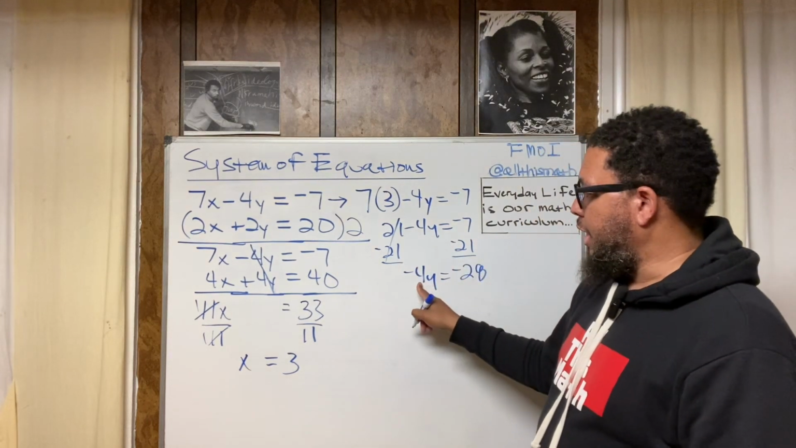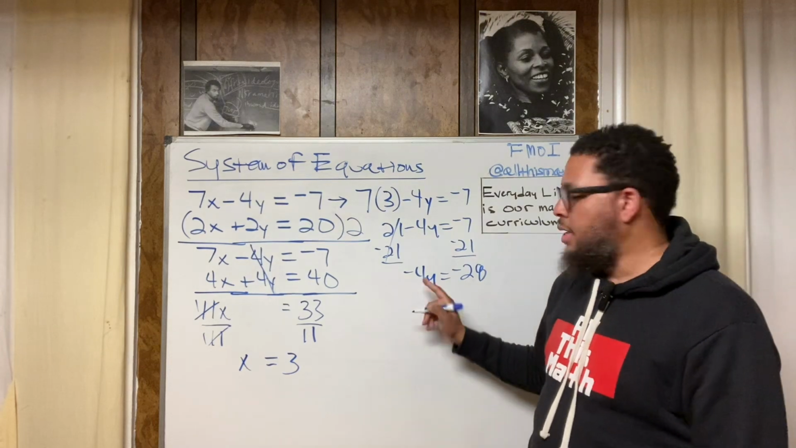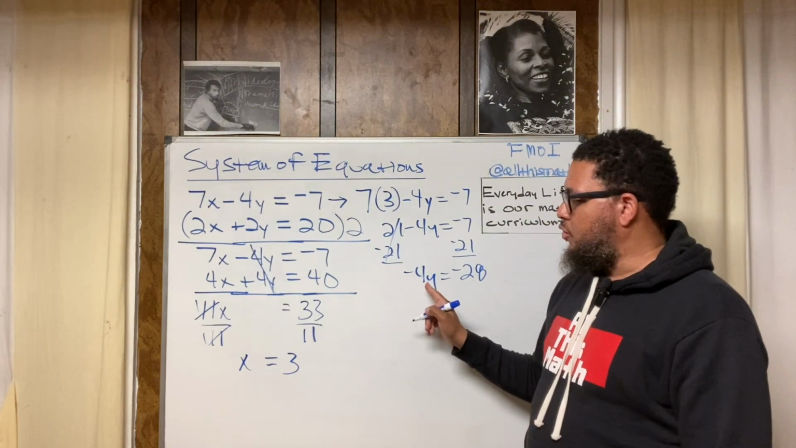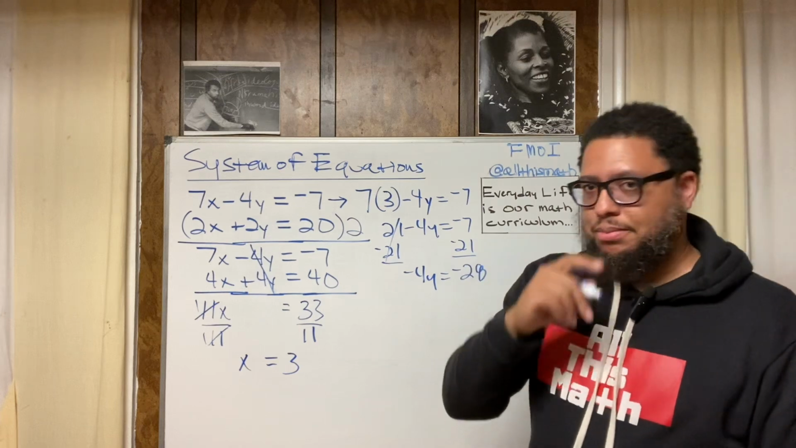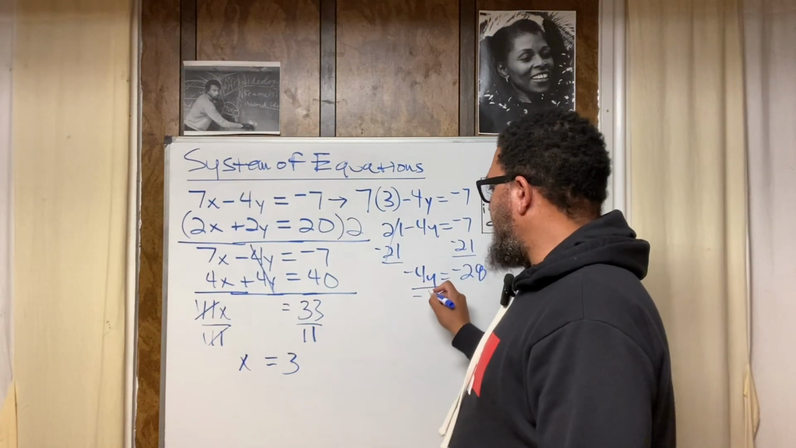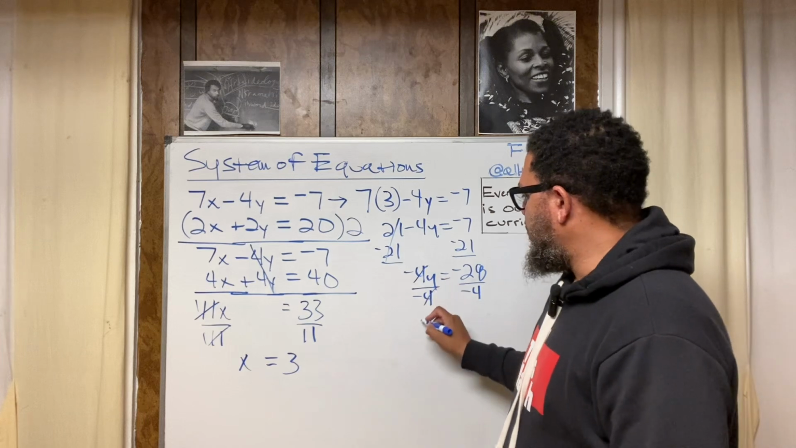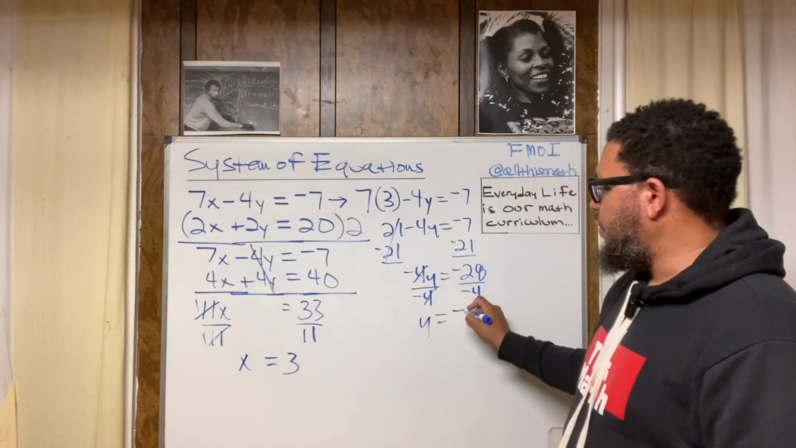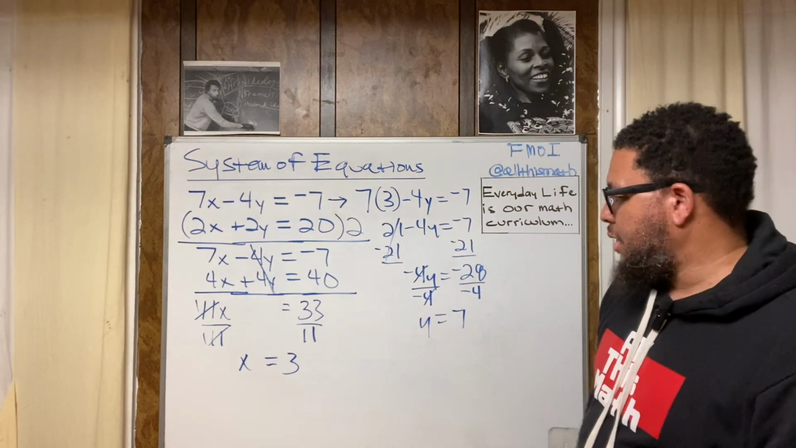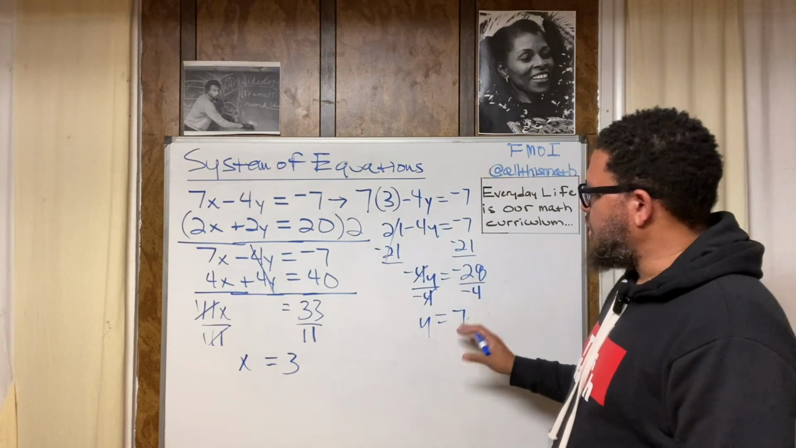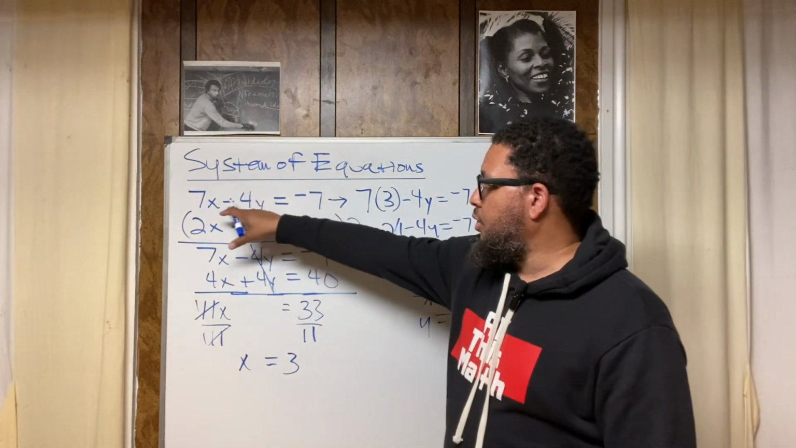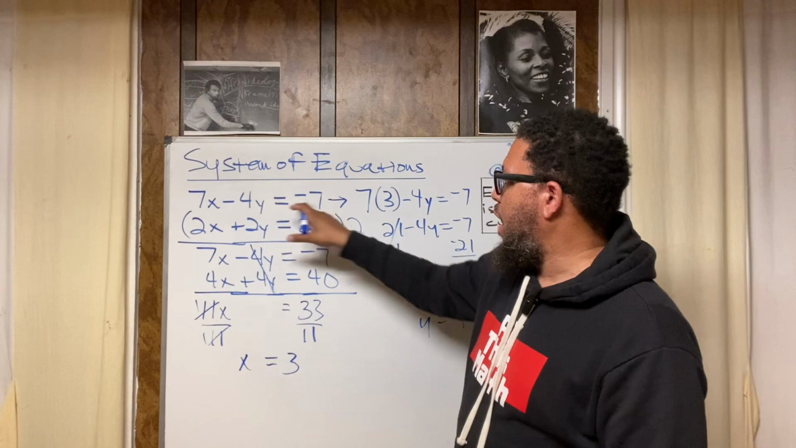I got to get rid of that negative 4. How do I do it? Opposite operation. The opposite of negative 4 times y is division. So we're going to divide by negative 4 on the left, divide by negative 4 on the right. Boom, boom. Y equals positive 7. A negative divided by a negative is always a positive. So we plugged in 3 in the top equation to figure out that y was 7.